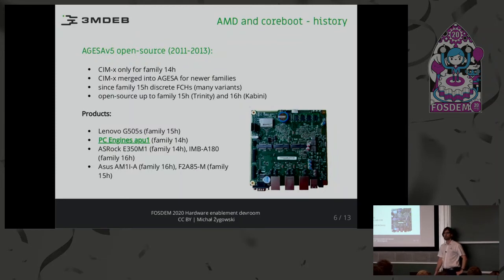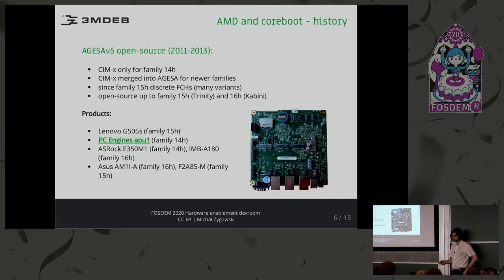Later, around 2011 till 2013, AGESA v5 emerged. It supported family 14h, and yet there still was the CIMX code base, which was responsible for the southbridge initialization. But later, for family 15h, the CIMX was merged into AGESA, which made less burden for the developers to integrate. Because CIMX put some requirements, for example, call this function right after power on, because some southbridge registers have to be initialized first. It was problematic, so it was merged into AGESA.